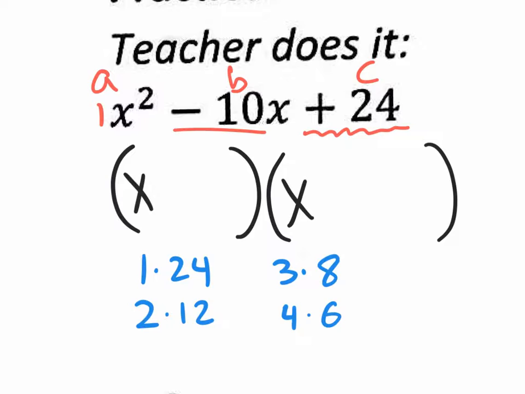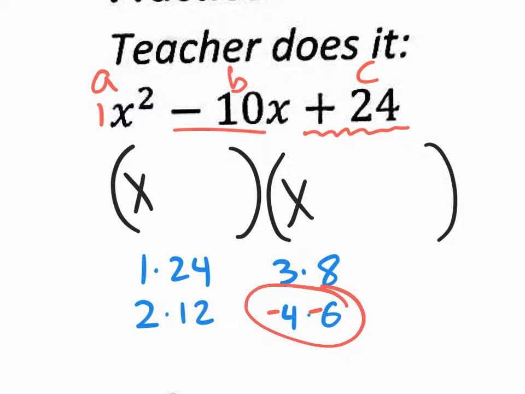Okay, so if we add 1 plus 24, we get 25. 2 plus 12, we get 14. 8 and 3 is not 10, it's 11. 4 and 6, that's 10, right? But notice we have a -10, not a +10. So once again, I have the right numbers, I just have the wrong signs. So let me change that to a -4, change that to a -6.